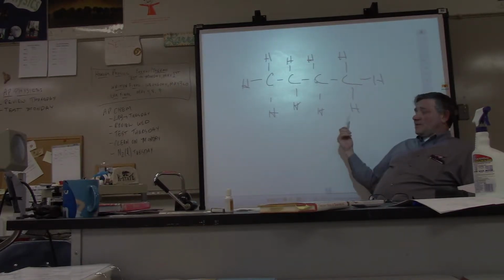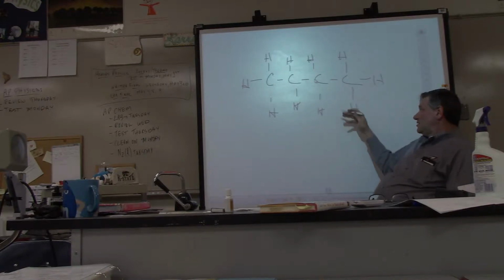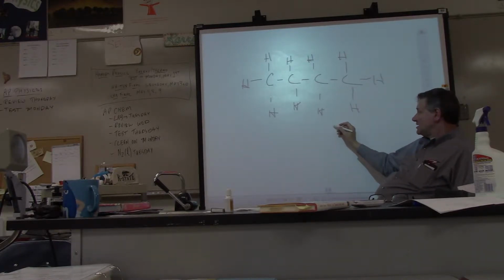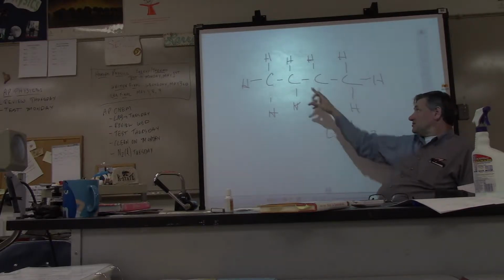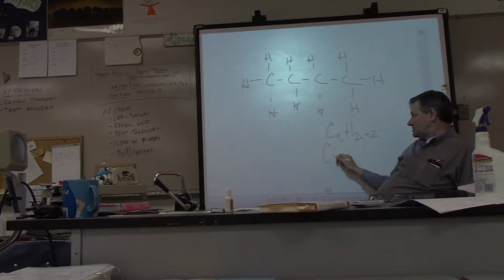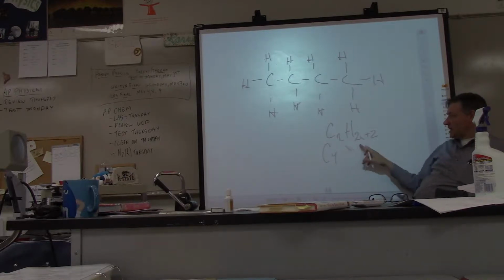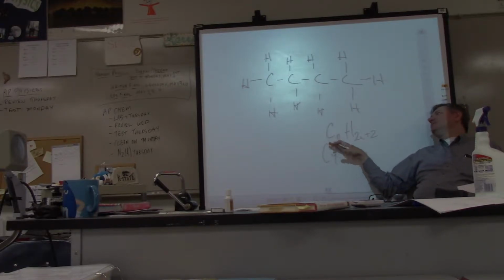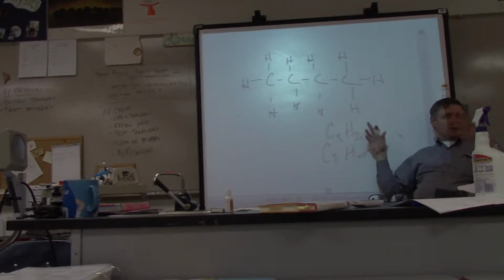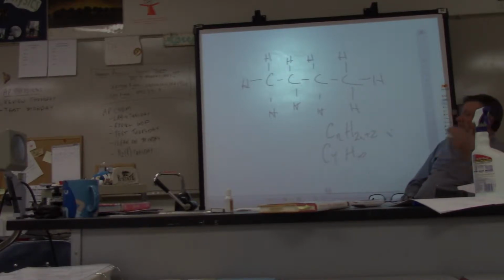Now, there's this handy little deal that says on any straight carbon chain like this, if you take the number of carbons, which is N, to get the number of hydrogens, it's 2N plus 2. So if you look at this, you have 4 carbon atoms, so that's C4. Then 2 times 4 is 8, add 2, and that's how you get C4H10. So that's the simplest way to do this with long straight structures.